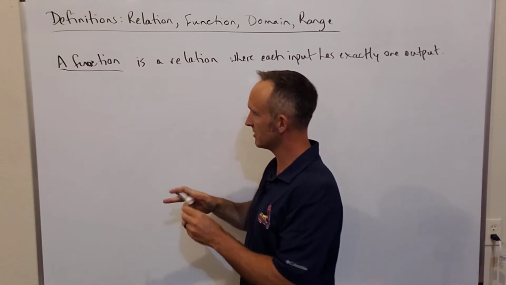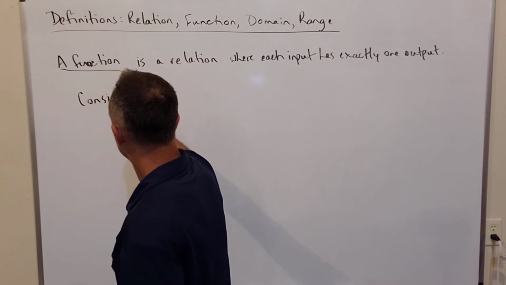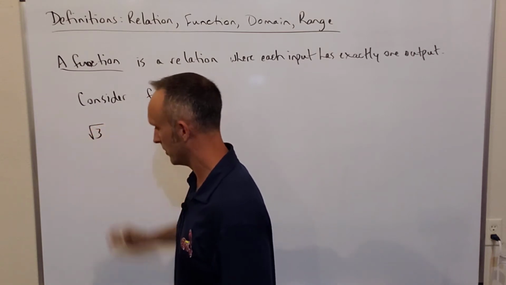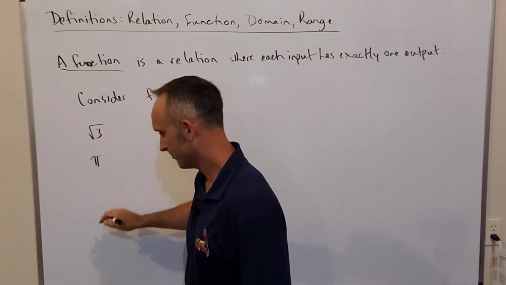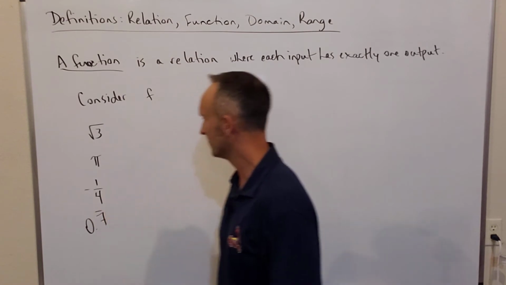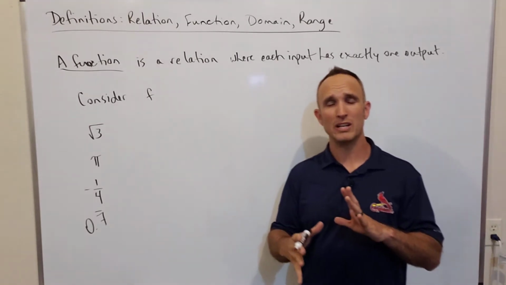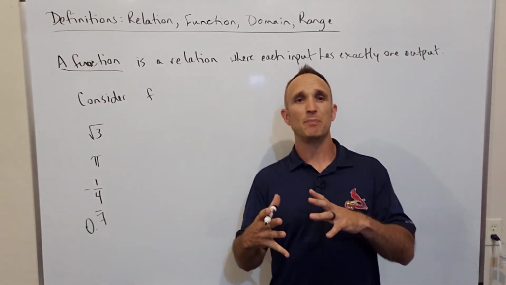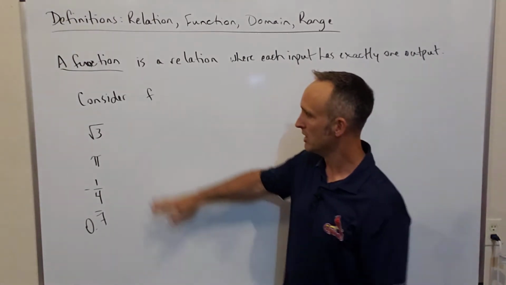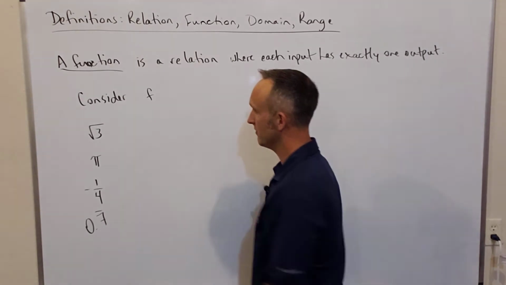So let's consider the mapping F. This mapping looks like this. The inputs are the square root of 3, pi, -1/4, and 0.7 repeating. Now I know I'm being a bit obnoxious here with my choice of inputs, but what I'm trying to emphasize is that in algebra, you typically look at real number inputs. You don't have imaginary numbers, for example. So these are all real numbers. These can all be found on the number line. Okay, so they're perfectly fine as inputs.